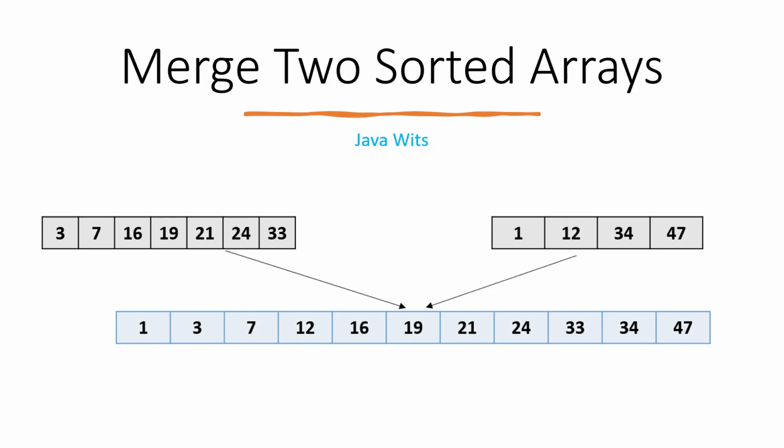So we are given two sorted arrays, and we don't have to sort them again because they are already sorted, and we are going to merge them into a third array in a sorted manner. Note that here we are using an extra space.